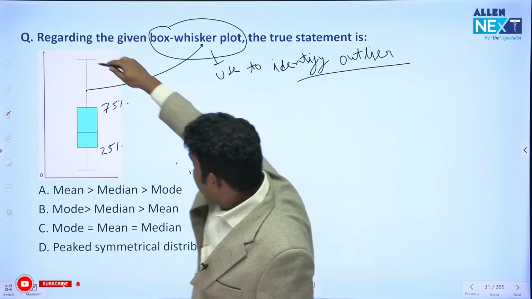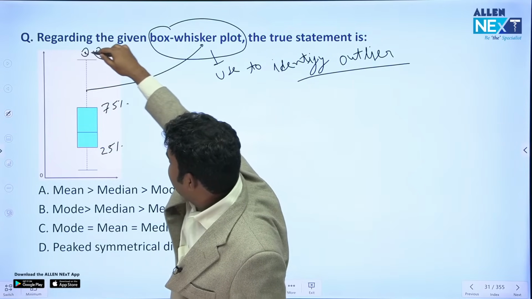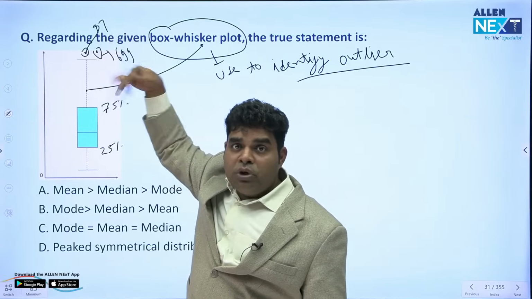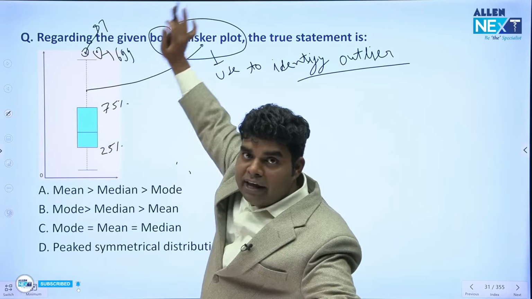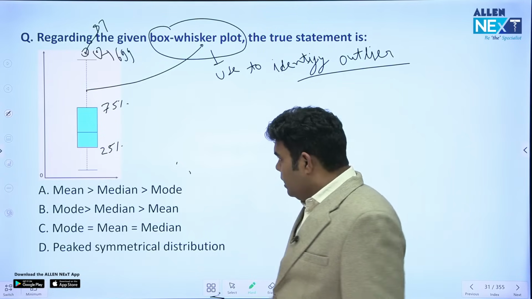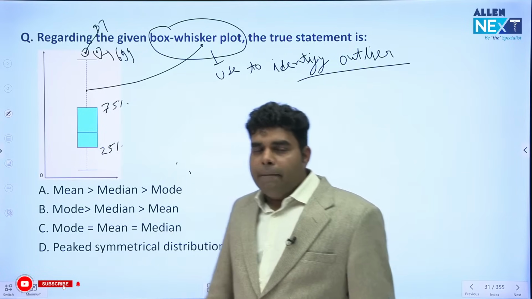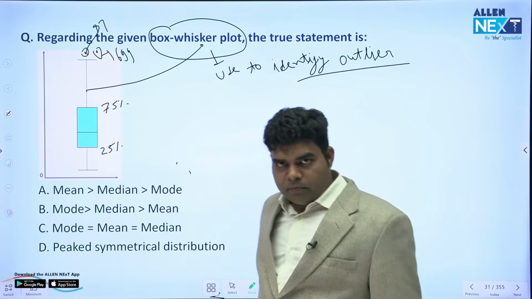Those data which are very high, like 699, 788, all those are outliers. So in a box and whisker plot, we remove those outliers. That is the use of the box and whisker plot. Okay, do remember it. Now, here they are drawing a box and whisker plot, and they are asking, is it a positive skewed curve or negative skewed curve?